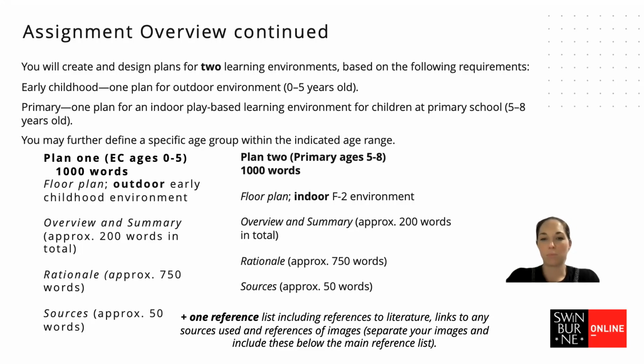And again, with plan 2, you allocate around 1,000 words for that. You'll have to give a floor plan of an indoor Foundation to Year 2 environment. You'll have to allocate about 200 words to an overview and summary, about 750 words to a rationale, and around 50 words for your sources. We'll get to what the sources are in a moment.